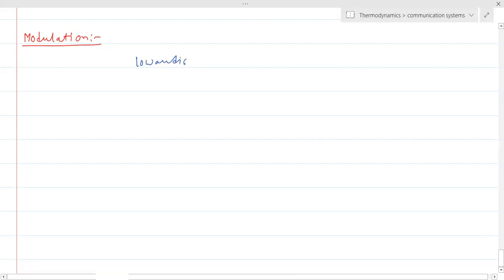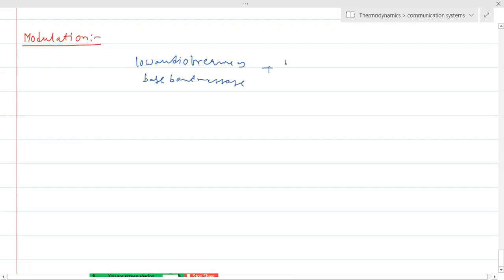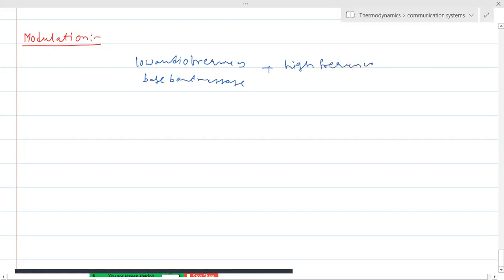Modulation. Already we studied about the modulation. So it is the superimposing of low audio frequency baseband signal, baseband message, with a high frequency wave, and usually we will call this as carrier wave.